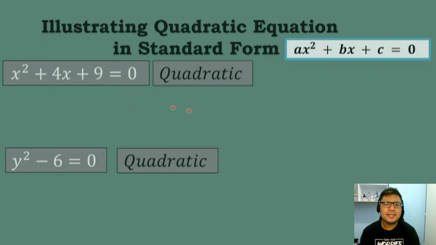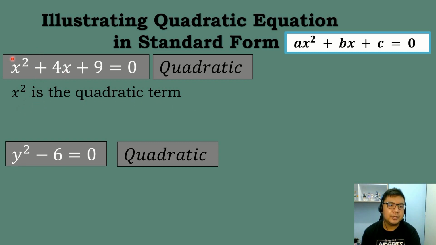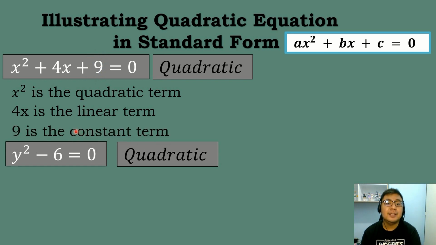Kumuha tayo ng mga ilang examples na ginamit natin kanina sa pag-classify kung quadratic or not para i-illustrate natin tong quadratic equation na to. So the first one is x squared plus 4x plus 9 is equal to 0. Let's identify which is the quadratic term. So obviously, ang quadratic term natin dito ay yung x squared. The one with the degree of 2 is called the quadratic term. Therefore, x squared is the quadratic term. And yung 4x natin, yung merong exponent na 1 sa variable is called the linear term. And then yung walang kasamang variable na 9 is called the constant term.